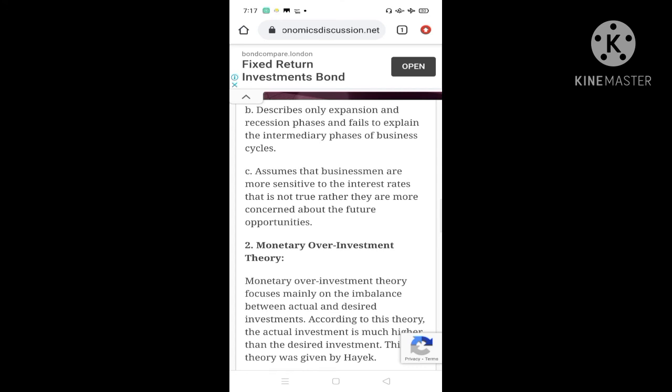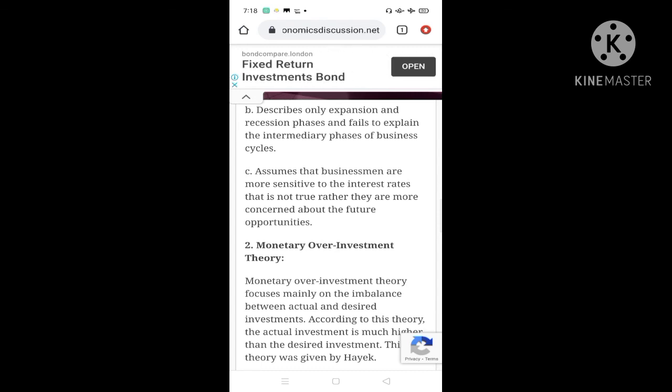Then next, he assumes that businessmen are more sensitive to interest rates. That is not true; rather, they are more concerned about future opportunities. Hawtrey assumes that businessmen will react very much to the interest rate, that when the interest rate increases, they will react accordingly. That is not true. Rather, they are more concerned about future opportunities. So these are the criticisms leveled against the monetary theory of business cycle.